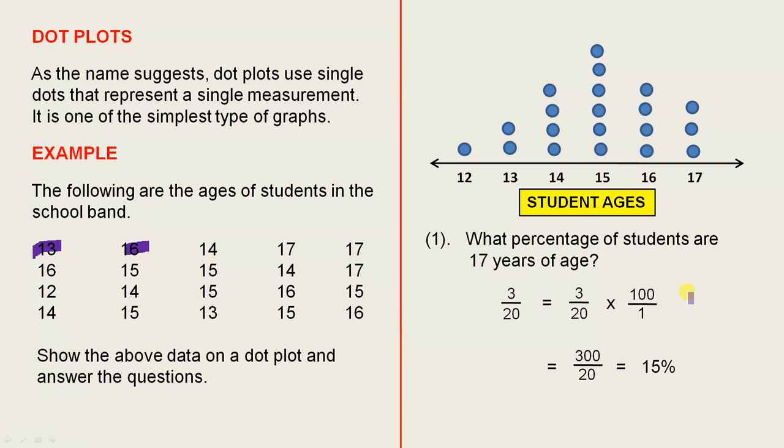What percentage of students are 17 years of age? You can see that there are 3 students, and when you add all the dots, you have 20 altogether. So the fraction is 3 over 20. To convert that to a percentage, just multiply it by 100 over 1. That gives us 3 times 100 is 300, 20 times 1 is 20, and 300 over 20 is 15%. So that's the answer.